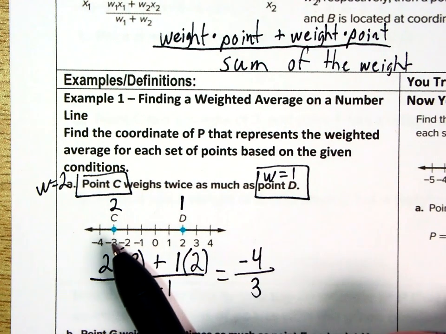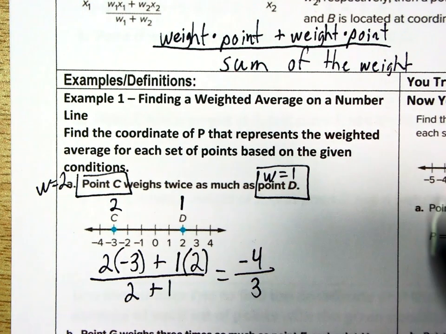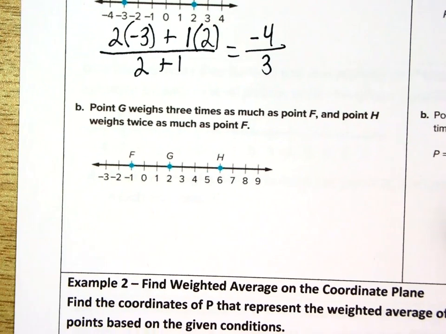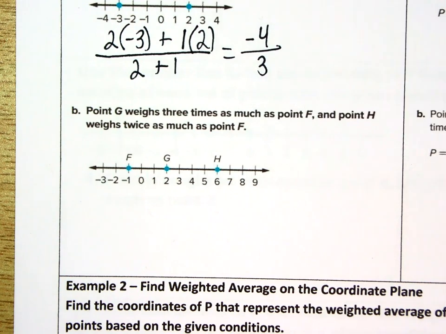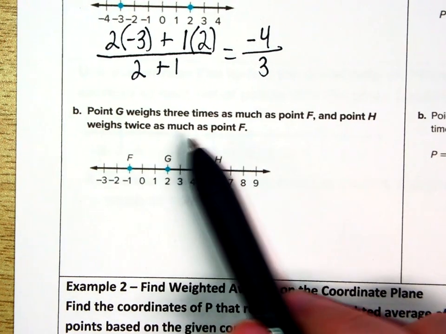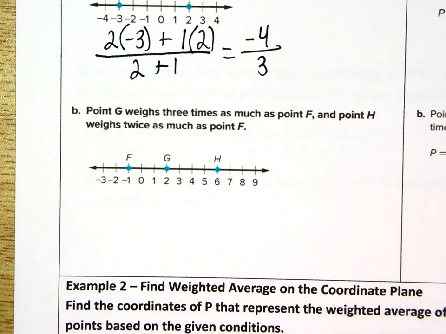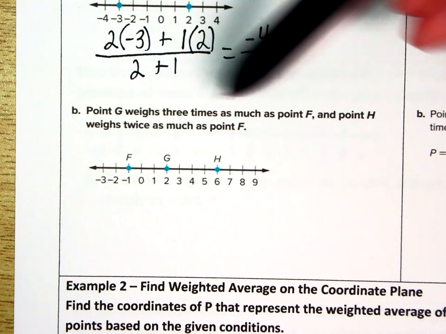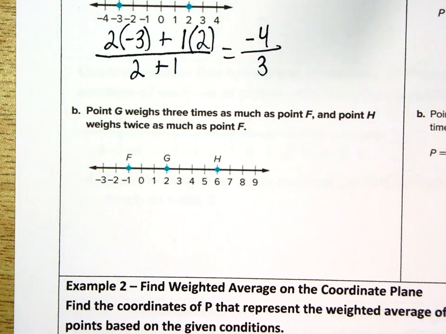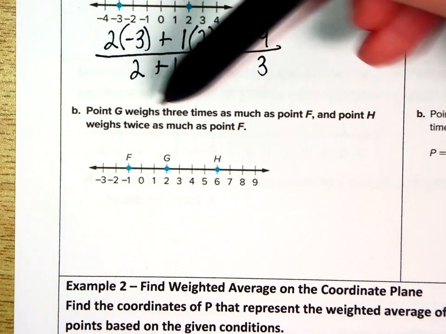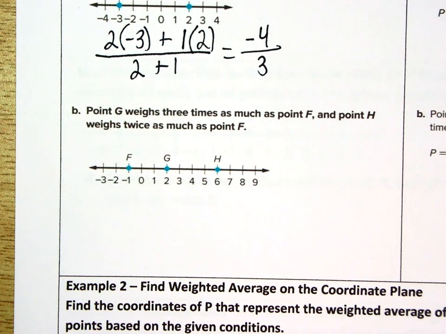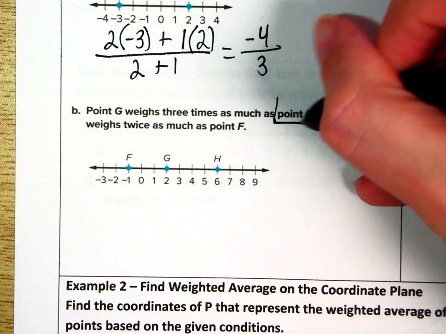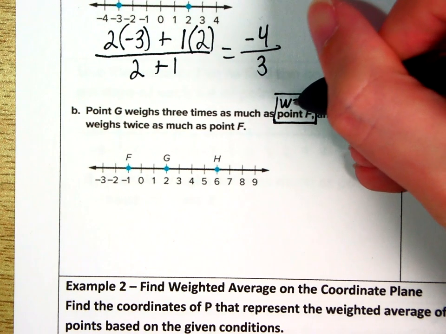We did this with 2 coordinates, C and D. We could extend this to 3. Point G weighs 3 times as much as point F, and point H weighs twice as much as point F. We don't know how much any individual point weighs, so we're going to make a choice. We're going to make one of them have a weight of 1. G is going to weigh 3 times as much as F. H is going to weigh twice as much as F. Sounds like it's going to be easy to make F have a weight of 1. So I'll put the weight of F as 1.